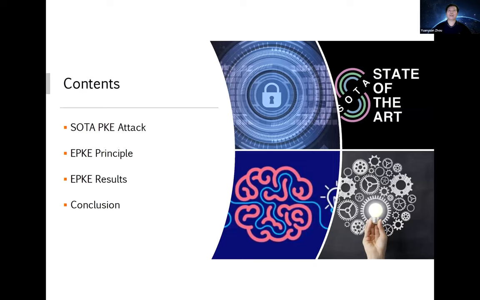This talk consists of four parts. The first part is about the state of the art of partial key exposure attacks. Next, I will introduce the principle of this extended partial key exposure attack. The third part is about the experimental results of this work. And in the end, I will conclude this talk.